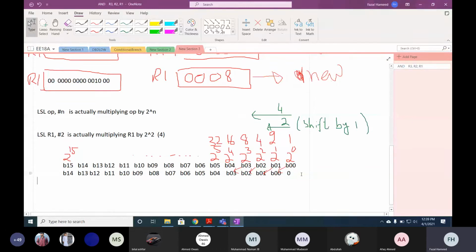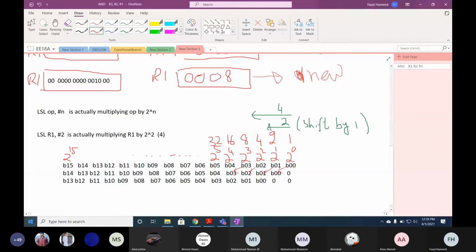If you shift by 2, how many zeros will be inserted? 2 zeros will be inserted. So if you look at this example, is this shift by 1 or shift by 2? 1. And the second one? 2.